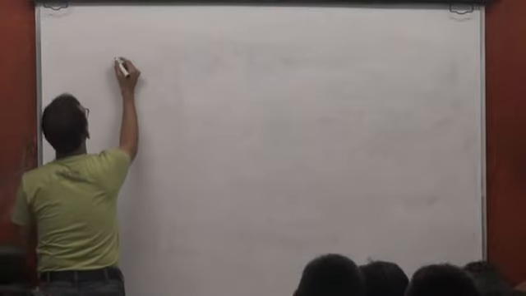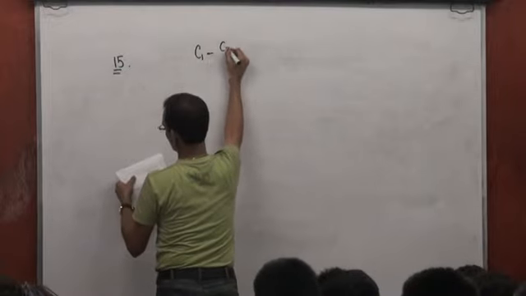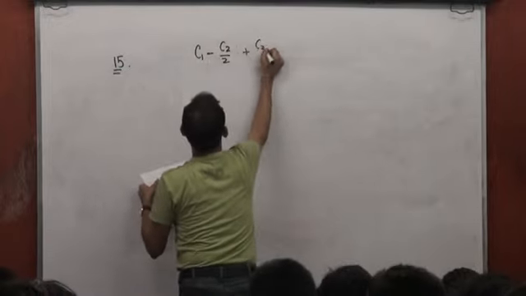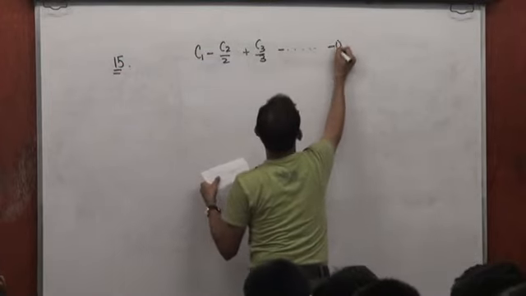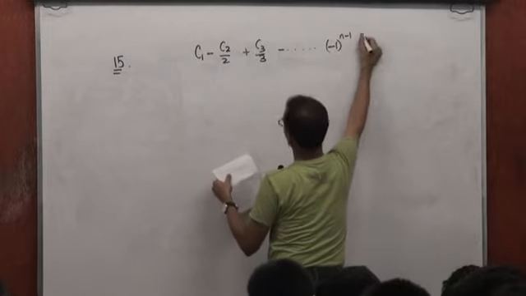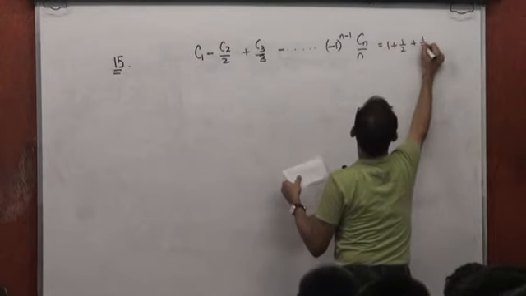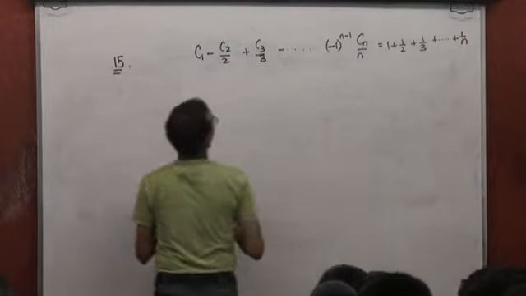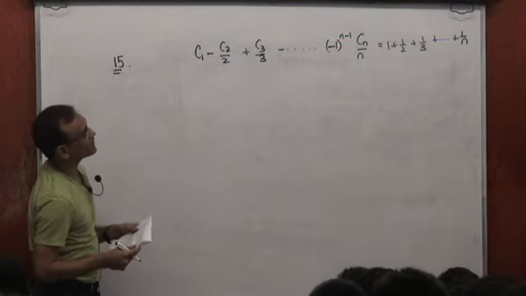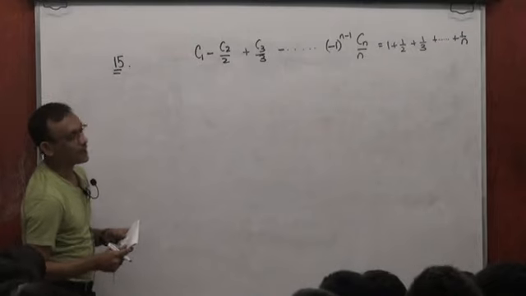Have you attempted this problem? Problem 15. C1 minus C2 by 2 plus C3 by 3 minus, and so on, (-1) to the power n minus 1, Cn by n. We want to show that this is 1 plus half plus 1/3 and so on and so forth.